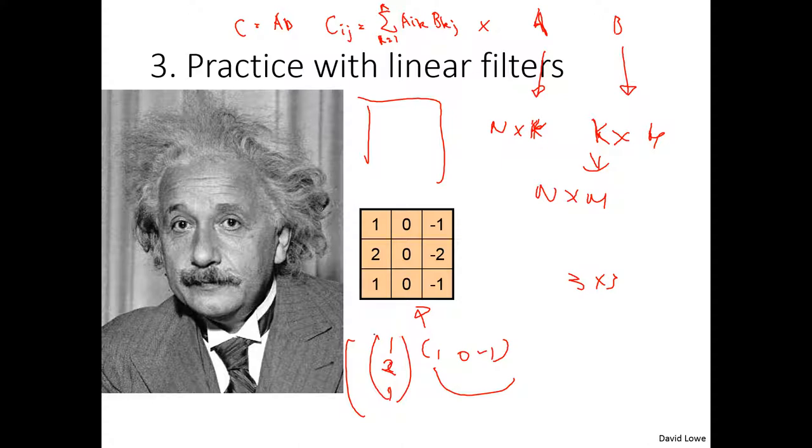Here, this is 3 by 1 times 1 by 3, so there isn't actually a sum. This element is just 1 times 1, this element is 1 times 0, this one is 1 times minus 1, then 2 times 1, 2 times 0, 2 times minus 1, and so on. Now I assume everyone gets this. Now if I just want this tiny filter 1, 2, 1 and forget about the big filter first, what do you expect to see?